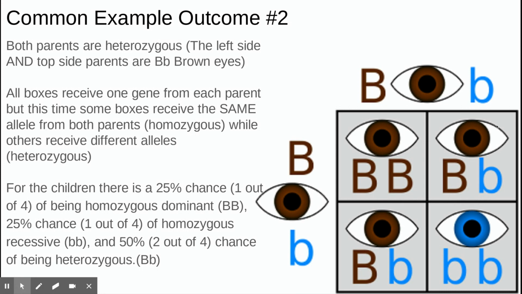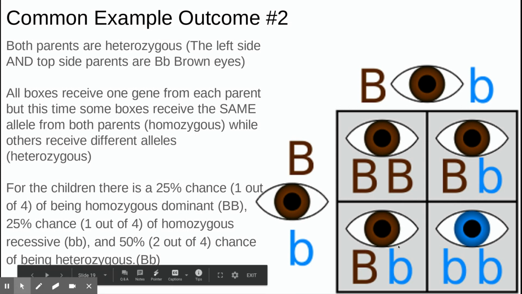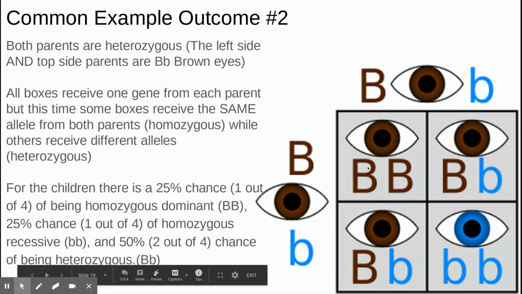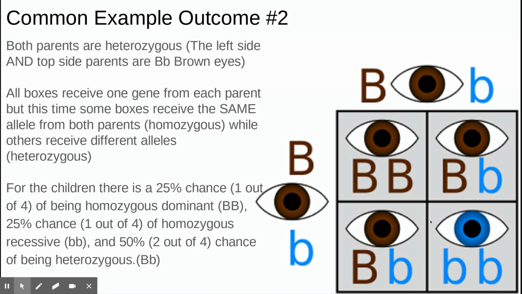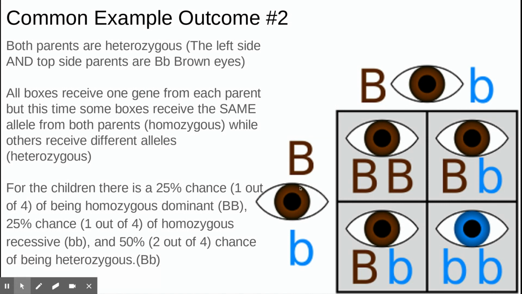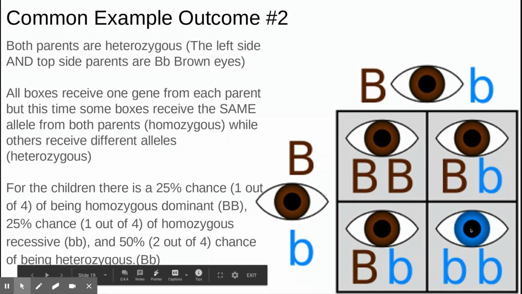And then the other 2 kids, 2 out of 4 for 50%, would be heterozygous, 1 of each, and they'll still have that brown eye appearance or phenotype. So 3 out of the 4 kids are going to have brown eyes, but only 1 of them will be homozygous brown, and 1 of them will be homozygous blue recessive. And so 2 parents with brown eyes could actually end up having a kid with blue eyes.